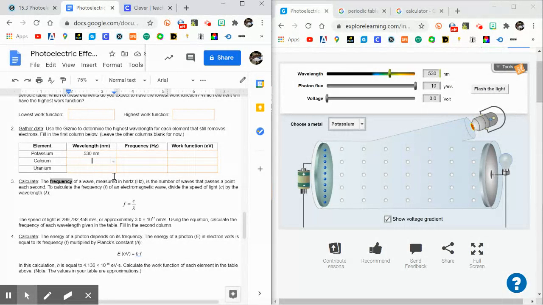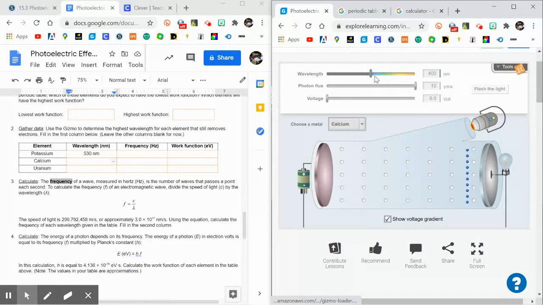So how about calcium? Let's see. Let's change it to calcium. Now 530. Maybe 500. Not 500 either. Maybe 400. Oh, there you go. 400 does the trick, but now you have to figure out whether it's 400 or something else. All right. I'm going to let you decide that. I'm going to let you work through that.